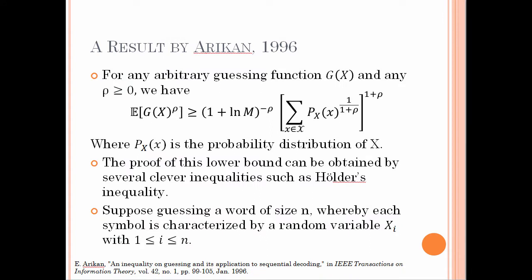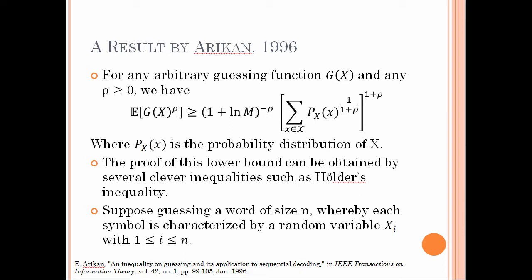One of the key results, in fact the lower bound pertaining to the moments of guessing, was obtained by Arikan in 1996. More specifically, he has shown that for any arbitrary guessing function g(X) and a positive rho, the lower bound is given by the following expression as shown in this slide. We immediately realize that if you ignore the term in the beginning of this expression, this bound can be expressed in terms of Renyi's entropy. The proof for this lower bound can be obtained by several clever inequalities like Jensen's inequality and Hölder's inequality.